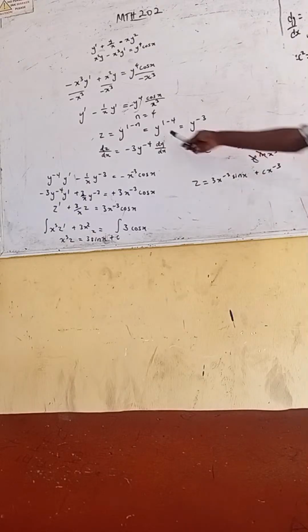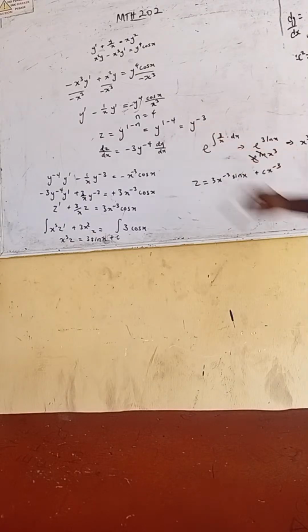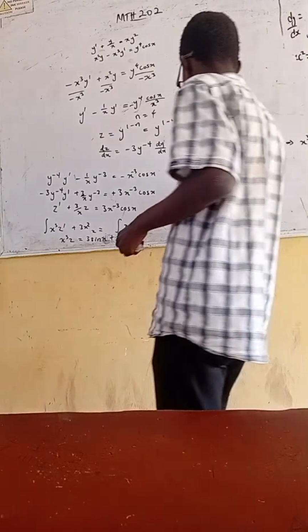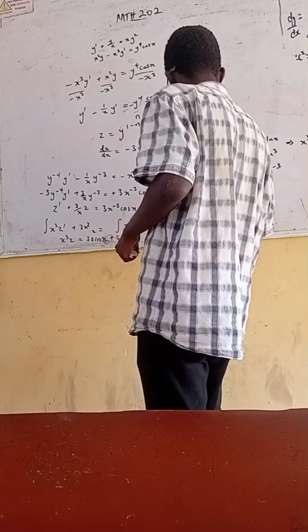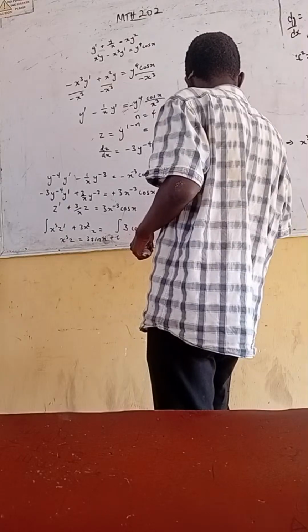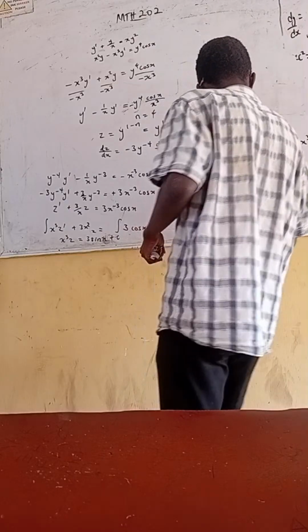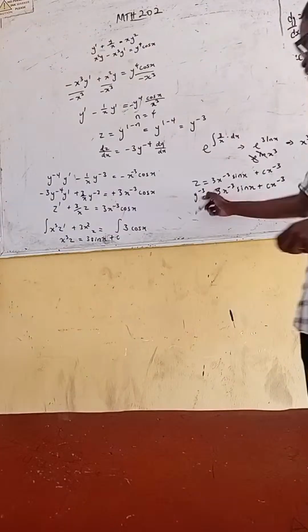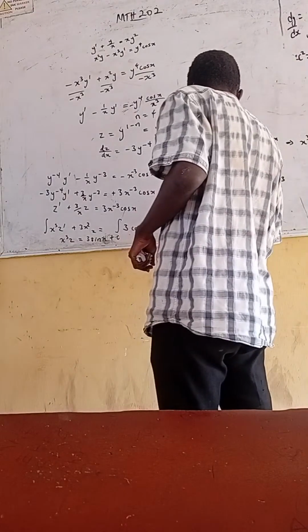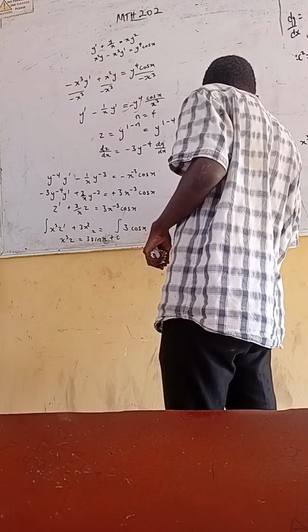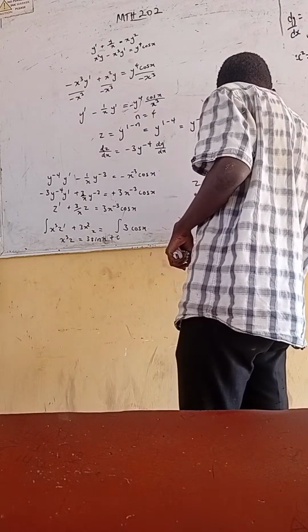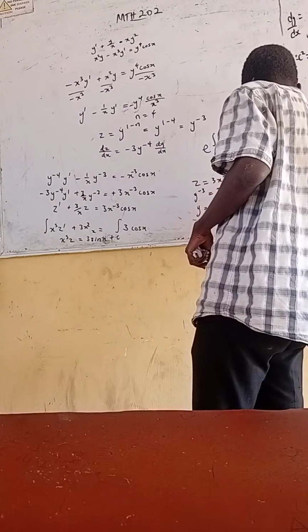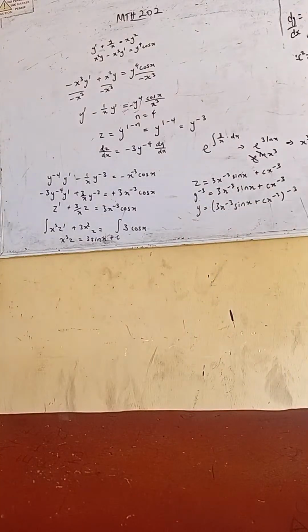But don't forget z is also equal to this. z is equal to y minus 3, which equals 3x minus 3 sin x plus cx minus 3. So y equals 3x minus 3 sin x plus cx minus 3. This one will now take minus 3, and that's it.